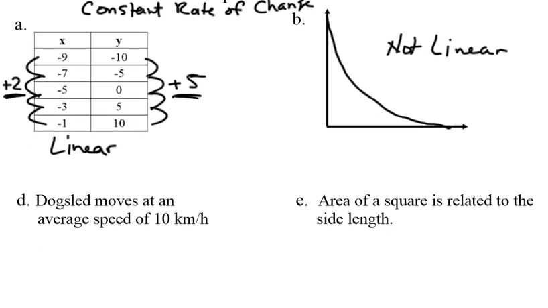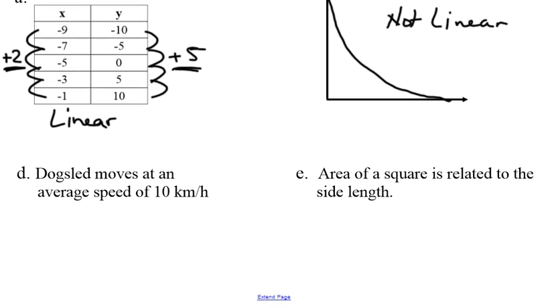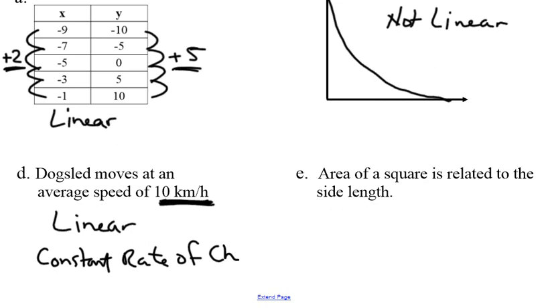If you talk about a dog sled that moves at an average speed of 10 kilometers per hour, average speed means that's what it's doing. Every hour it goes 10 kilometers. In the first hour it goes 10 kilometers. In the third hour it goes 10 kilometers. In the 15th hour it goes 10 kilometers. So it's going to be linear because it has a constant rate of change. Those two are related. If you have a constant rate of change, it's going to be linear.